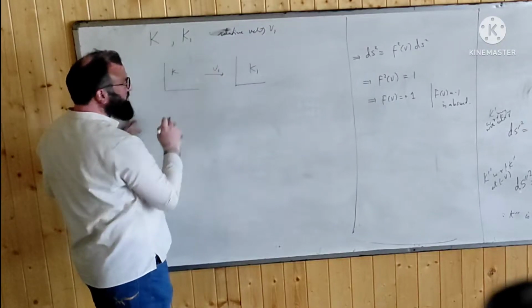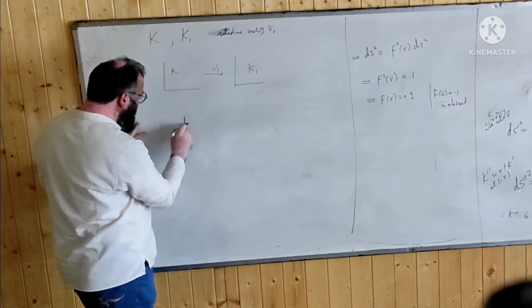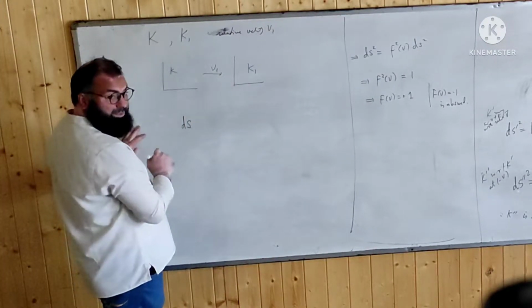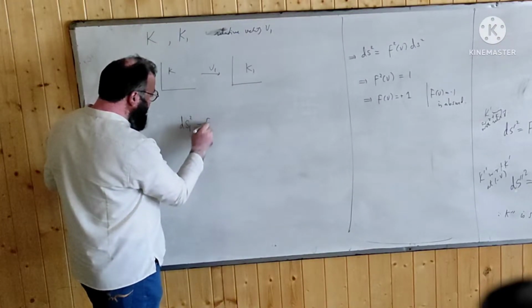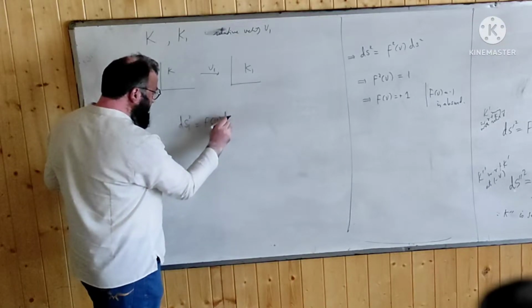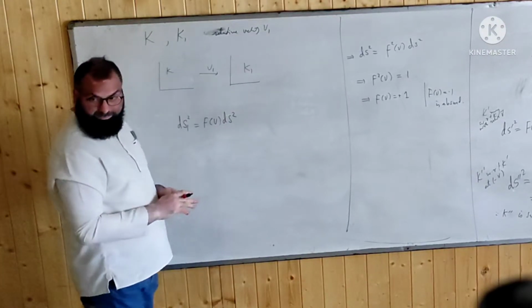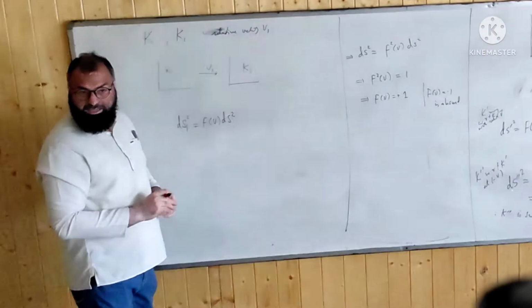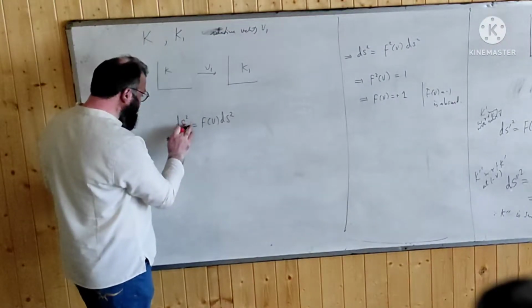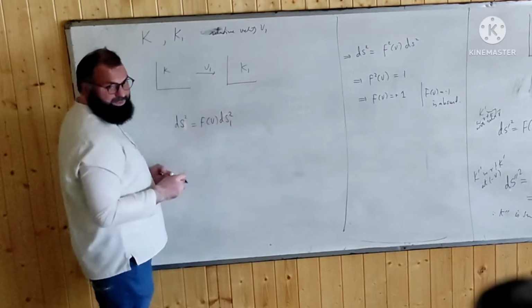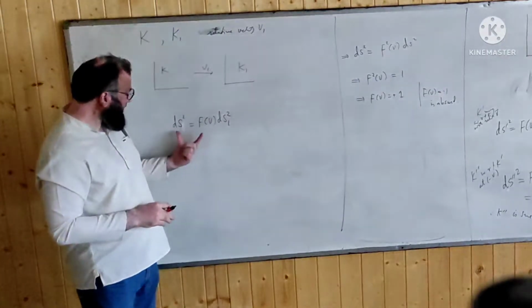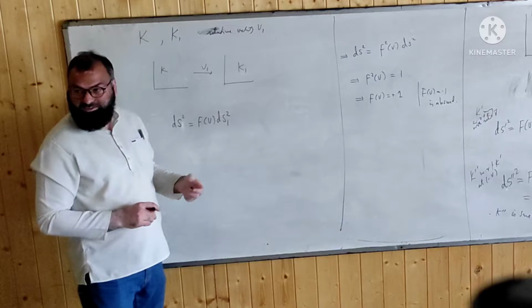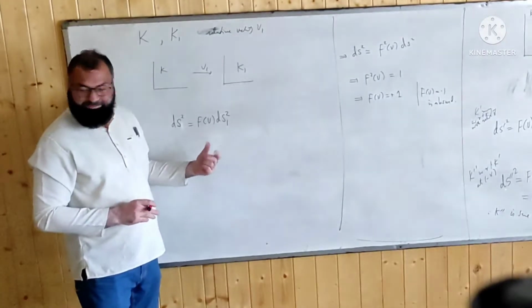Now let's write this ds. I have ds1 square, which will be the same as f of v ds square. Any question? Or I can write it like this: ds square and ds1 square. It is one and the same thing, because they are proportional to each other, I can interchange them. So, clear? Okay.